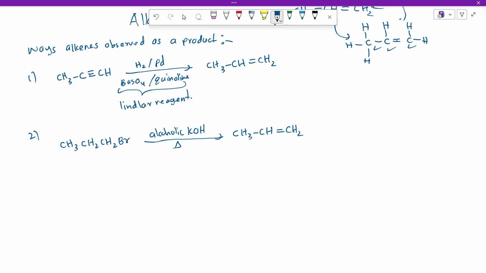If you are to obtain an alkene from an alkyne, the extra reagents that you should add are barium sulfate and quinoline. If we are to convert an alkyne directly into an alkane, there is no need for the Lindlar reagents, just hydrogen with palladium, nickel, whatever it is, is just fine. So keep that in mind specifically.